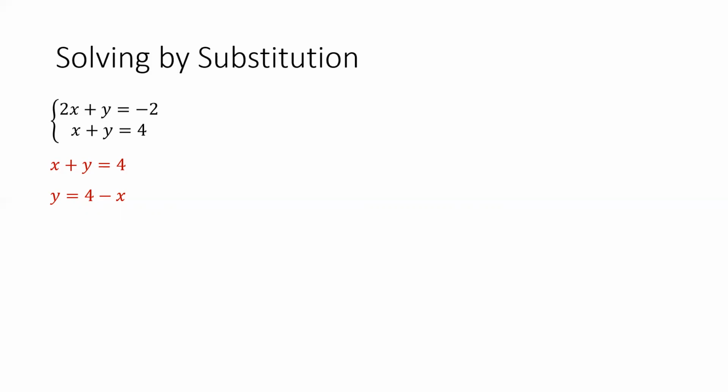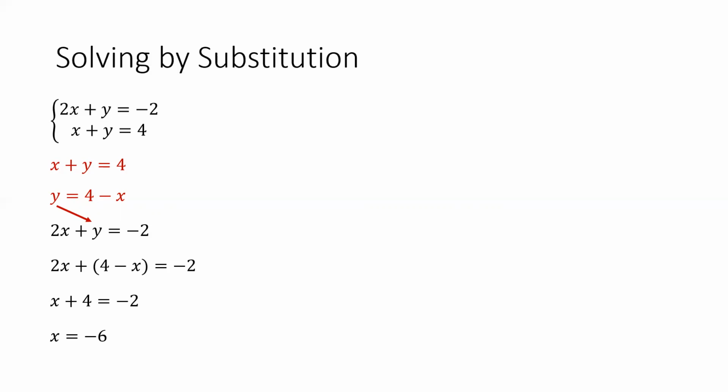And then from here on out, it's really much the same as the last example. I plug the y into my first equation. I solve. 2x minus x gets me a single x. I subtract 4 over, and I have solved for x.